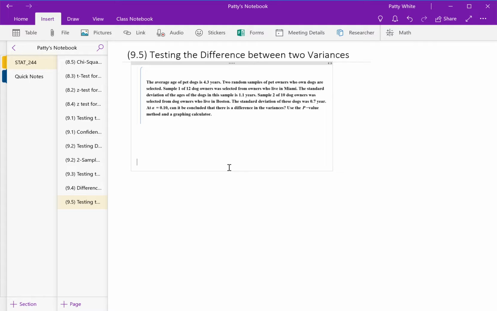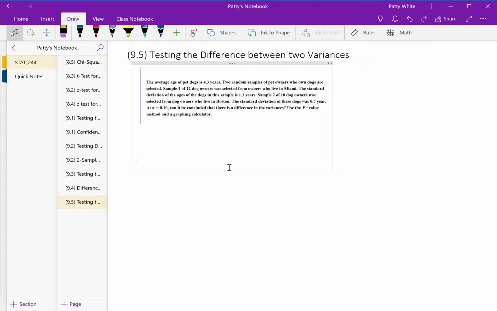So there's a couple things that are different about this problem than any other one that we have done this chapter. The first thing that's different is that it's asking us for a difference in variances. So we are testing a claim about variances. That means our hypotheses have to reflect that. So let's go ahead and write our hypotheses. So H naught.